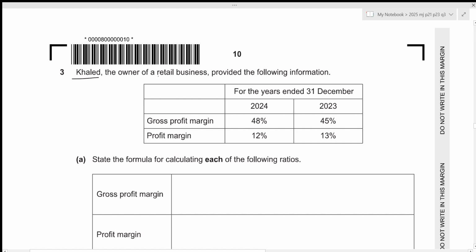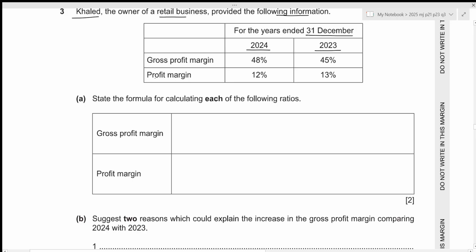Khalid, the owner of a retail business, provided the following information. For the years ended 31st December, we have the year 2024 and the year 2023. We have our gross profit margin as well as the profit margin. For the first part, we need to state the formula for calculating each of the following ratios. The first one is gross profit margin.